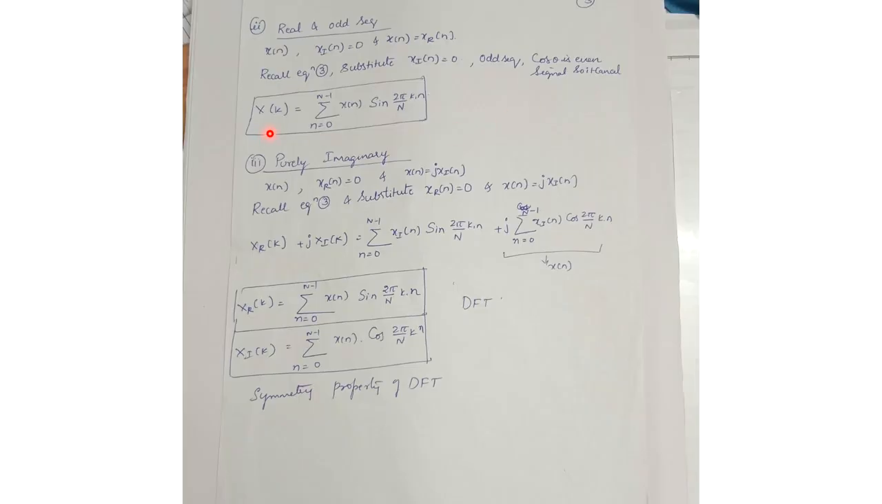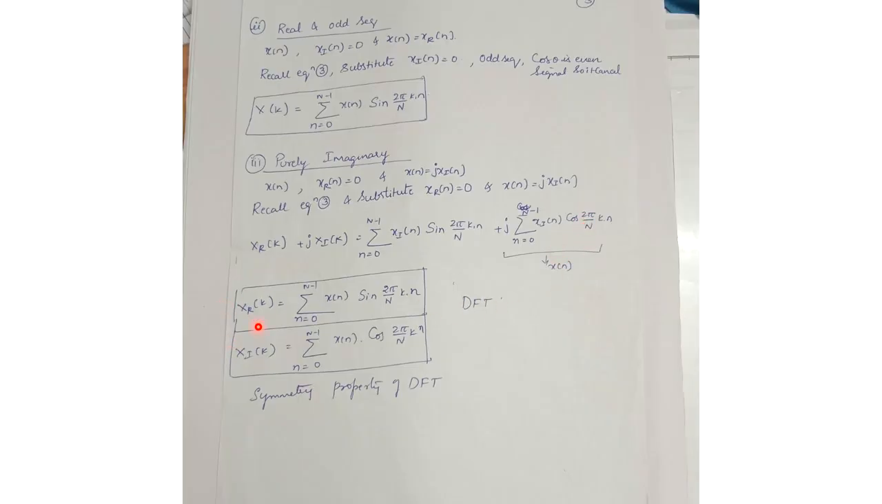So for real and odd, you will be left with no imaginary part and only the sine function. Third is the purely imaginary case. When you have a purely imaginary part, that means the part of the equation where only j exists. The real part will become 0. So recalling equation 3, we substitute the real part Xr[n] equal to 0, and we consider only x[n] equal to the j part, that is, the imaginary part. So you will get this equation. Here we consider this as x[n].